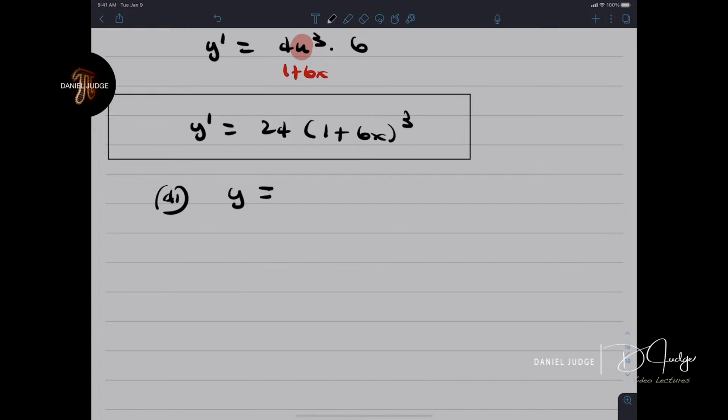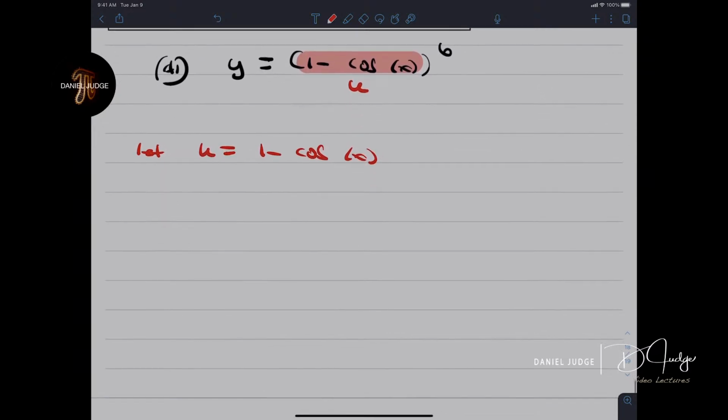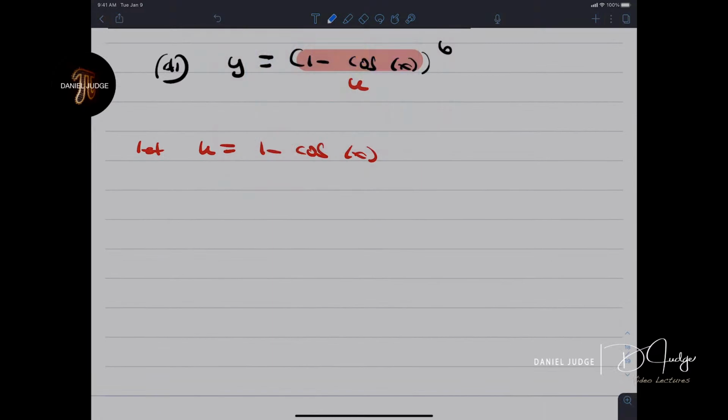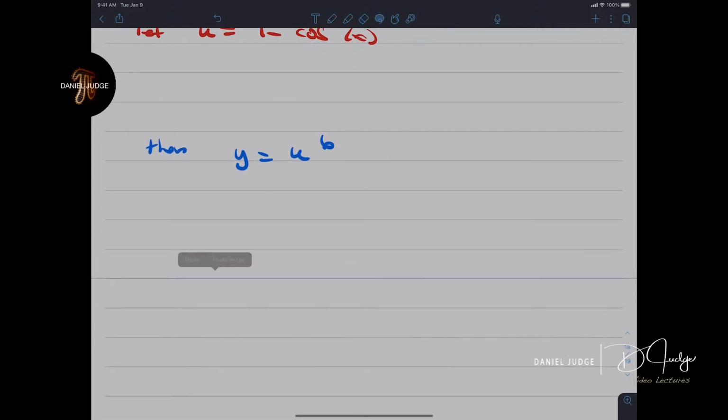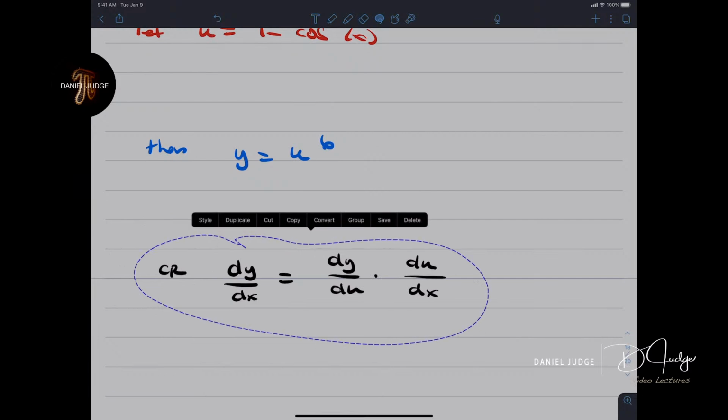41. Y equals 1 minus cosine to the 6th power. So we have the inside function. This is my u. We let u be 1 minus cosine. Then y becomes u to the 6th power. What this now means, here, chain rule.